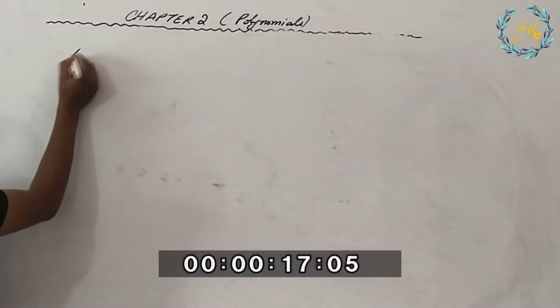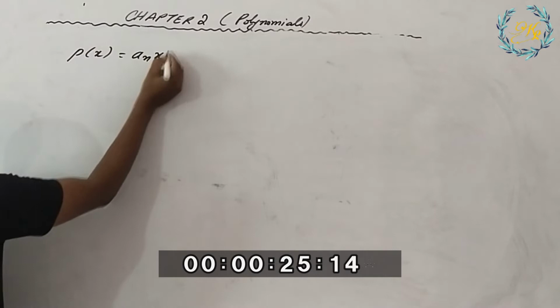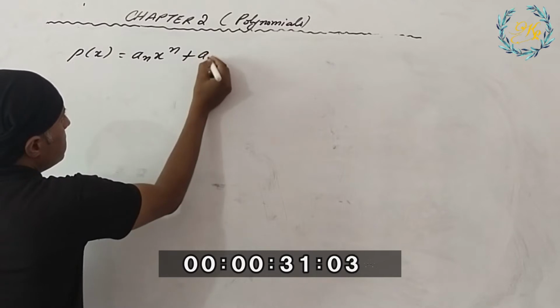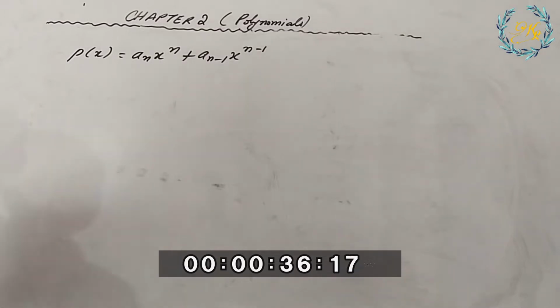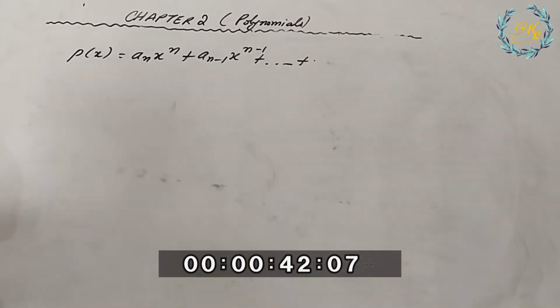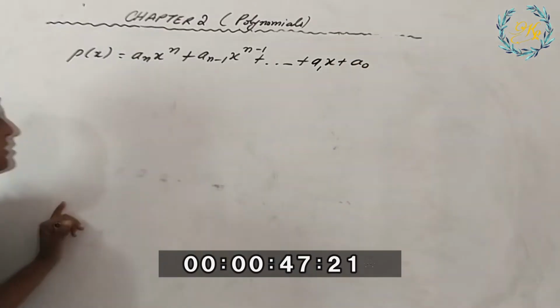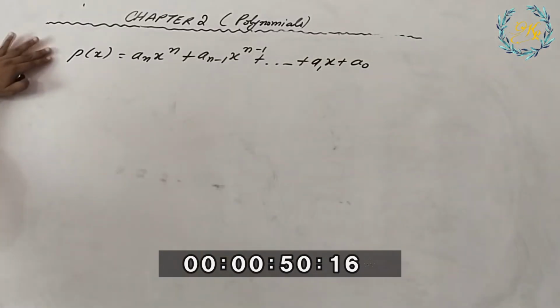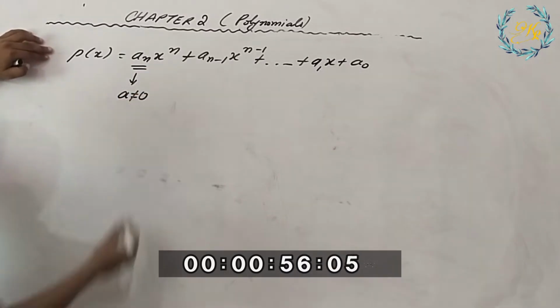A polynomial stands for an expression of the form p(x) = a_n x^n + a_(n-1) x^(n-1) + ... as you can continue this particular concept ... + a_1 x + a_0. So this is the expression, and in this we know that a_n will not be equal to 0.